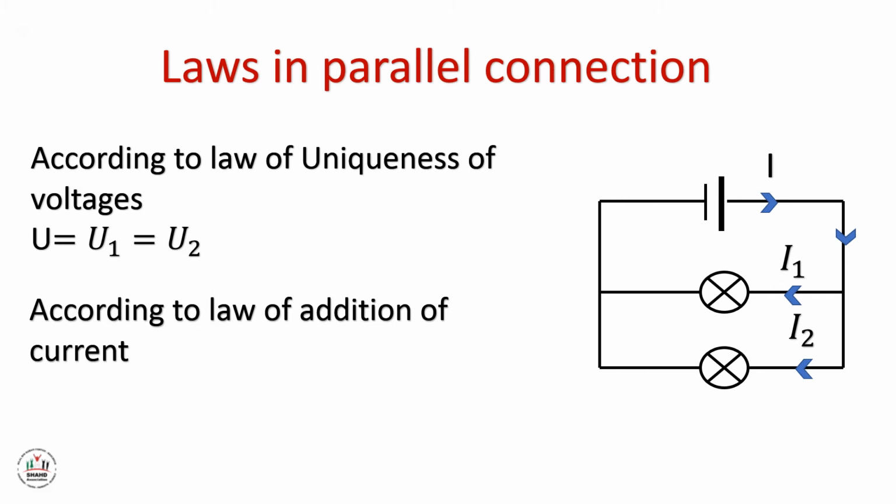The other law is called the law of addition of current. Here, we write the formula as the main current I is equal to I1, which is across lamp 1, plus I2, which is across lamp 2.